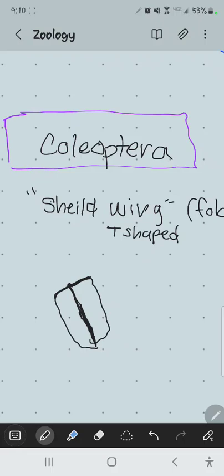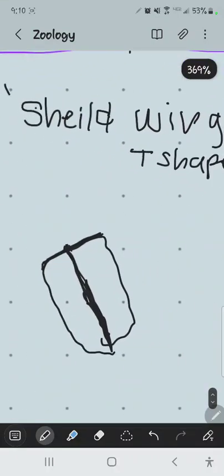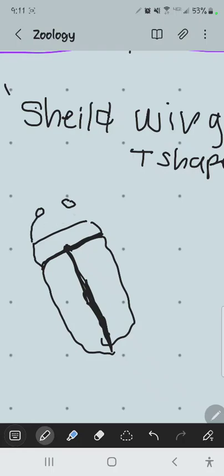The T-shaped wing is a way to differentiate these from the Hemiptera. The Hemiptera are probably the insects that you would most likely confuse with the Coleoptera. But the main way I tell, or I just superficially look, is that the wing has a T in the middle of it, like this, versus an X, like we see in that one.